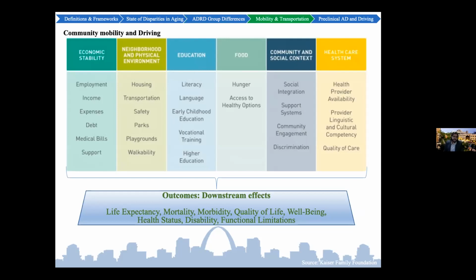So for the next 15 minutes or so, I'd like to pivot back to this figure from the Kaiser Family Foundation. But what I want to focus on is really the transportation construct within the neighborhood and physical environment domain. When we think about transportation, it's typically thought about as a unidimensional activity that gets us from point A to point B. But we certainly know that it's much more than that, especially here in the United States.